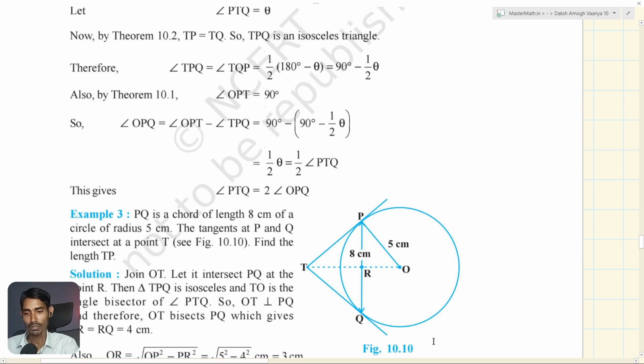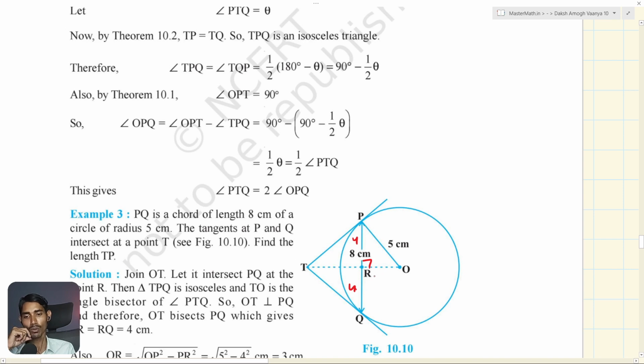Fine. So if you see, we have PQ is a chord of length 8 centimeter, and this would be 4 and 4 because you are drawing T to O, that would be the angle bisector, and PQ is a chord, and this would be 90 degrees, so it would be bisecting this. So PR and RQ are 4 centimeter each. This would be 5 centimeter.